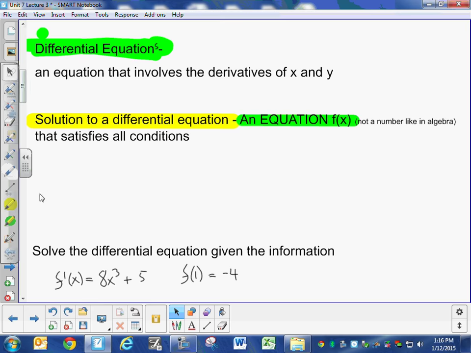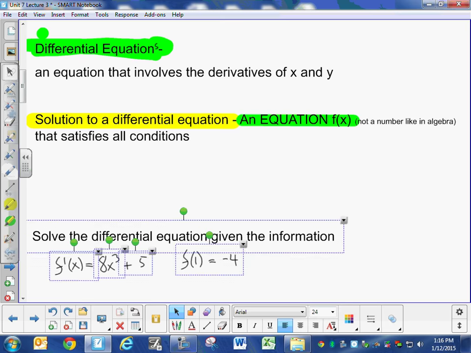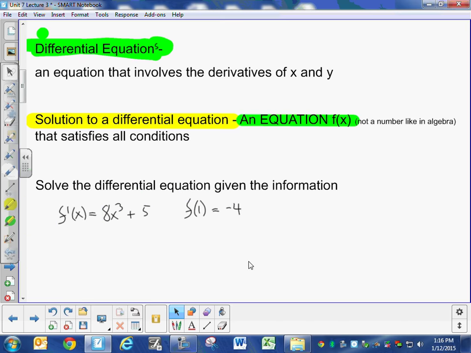Okay, here's your first differential equation. All you'll be asked to do is solve the differential equation. If you don't know what to do, it's going to be tough. If you don't know what you're looking for, what you need to find, it's going to be confusing. But all this is saying is find, I'll write it in green, find the f of x that has these characteristics.